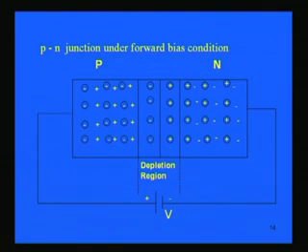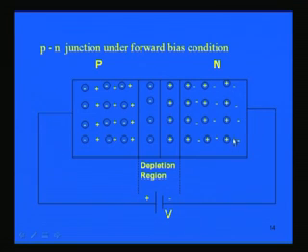Now, what will happen if we connect a voltage with positive polarity to the P and negative to the N? This particular biasing is known as forward bias condition. So, in forward biasing we connect P of the p-n junction to the positive of the voltage supply and N to the negative of the voltage supply.